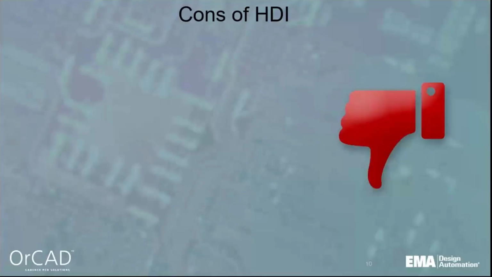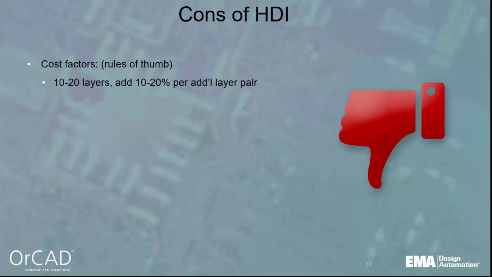But what are the cons of using HDI? And this is important, because there are a lot of cost factors in this. The rule of thumb is, 10 to 20 layers is usually what you're going to be designing with, because you've got such high pin counts.